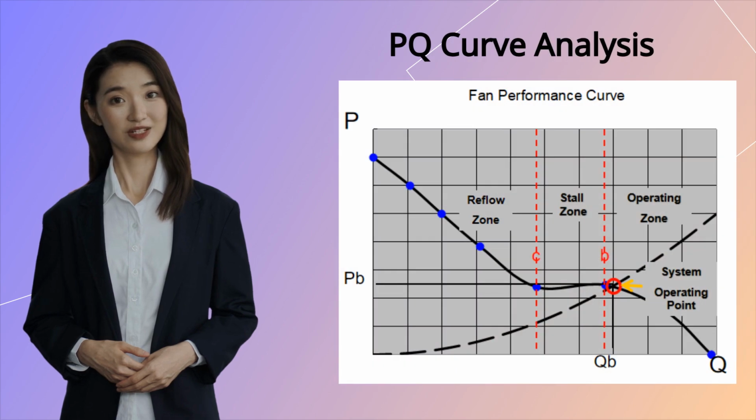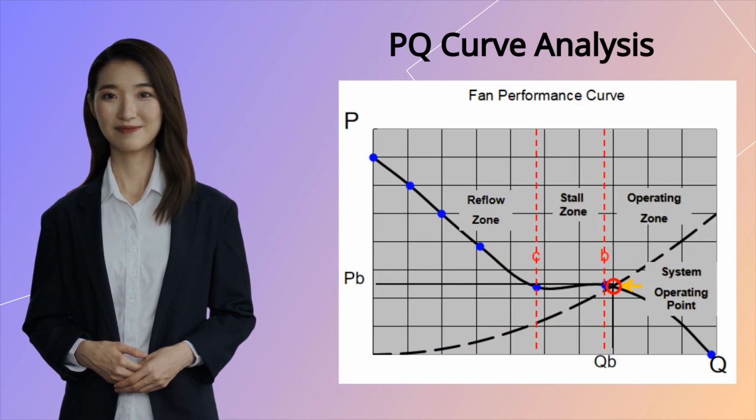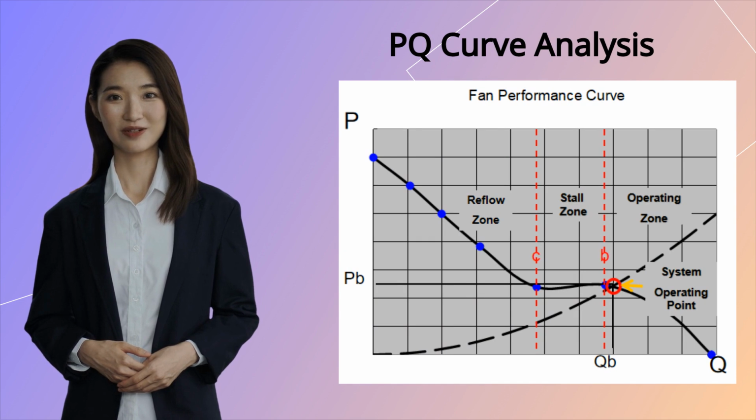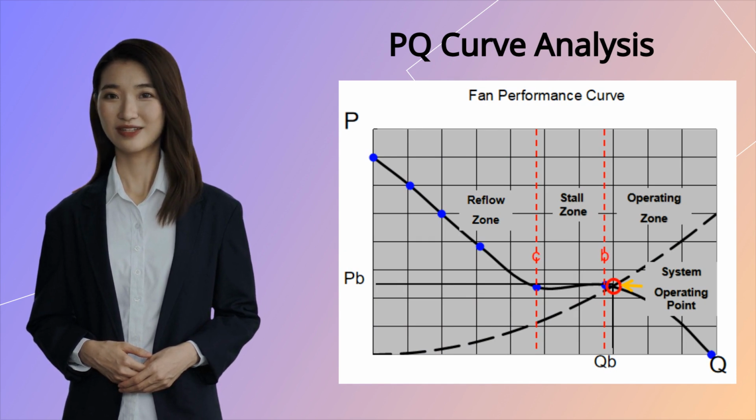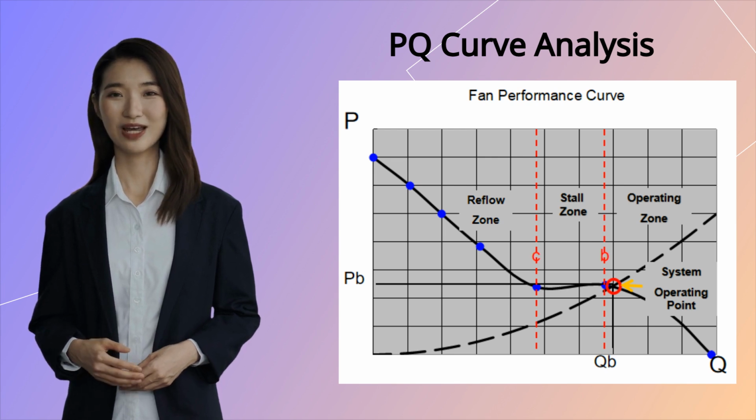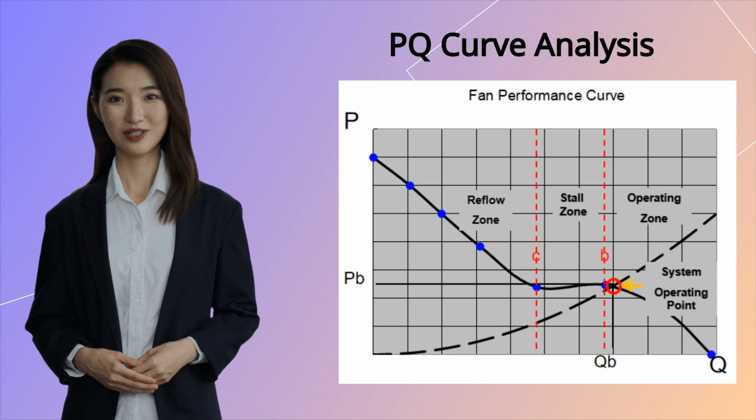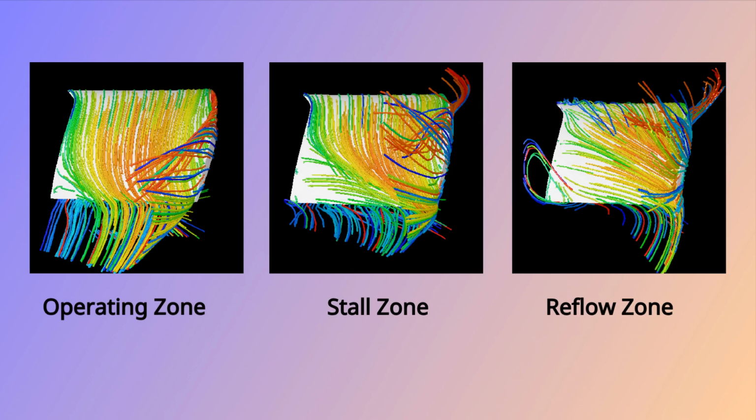Here is some more information about PQ curve analysis. According to the flow conditions of the airflow, the entire PQ curve can be divided into three areas: operating zone, stall zone, and reflow zone. We have to make the system operating point fall within the operating zone. You can see the airflow in the operating zone is only partially separated at the root of the impeller. Most areas maintain a laminar flow state and the flow is relatively uniform.